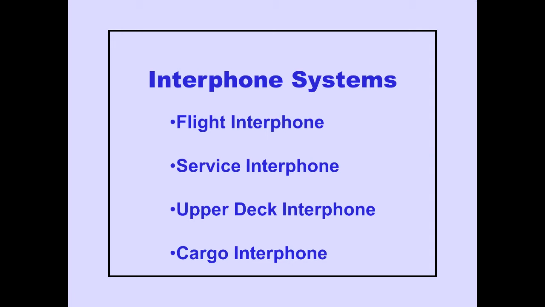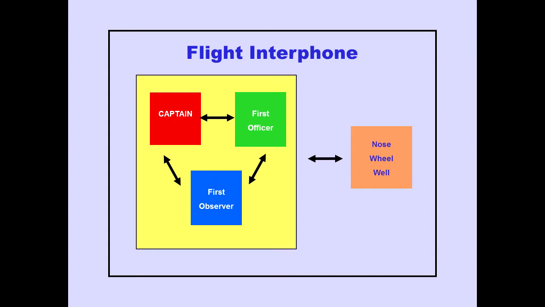Now let's discuss the interphone systems. The interphone systems on the 747-400 are the flight interphone, service interphone, upper deck, and cargo interphone. Let's begin with the flight interphone. The flight interphone is for flight deck intercommunication. There is also a flight interphone jack in the nose wheel area.